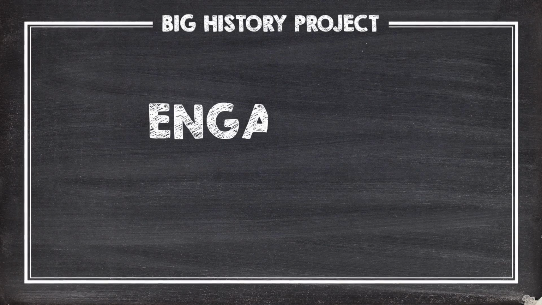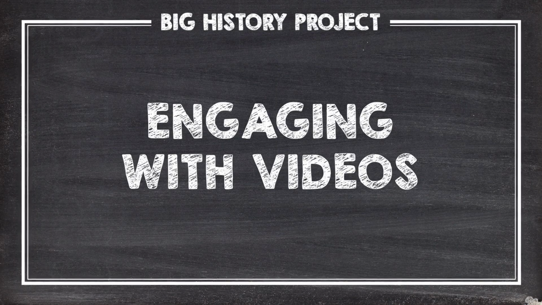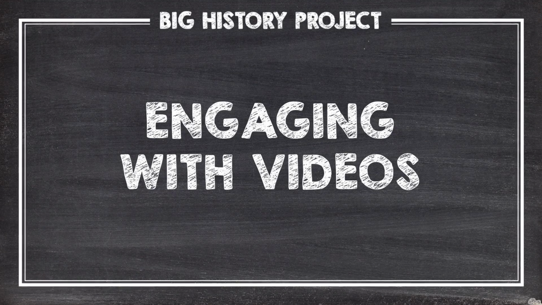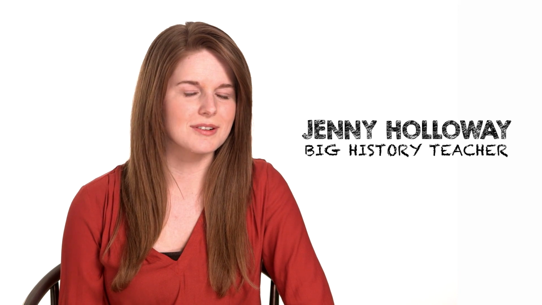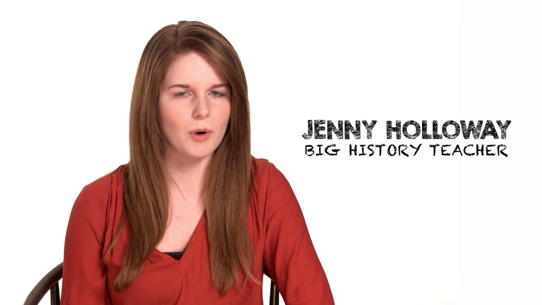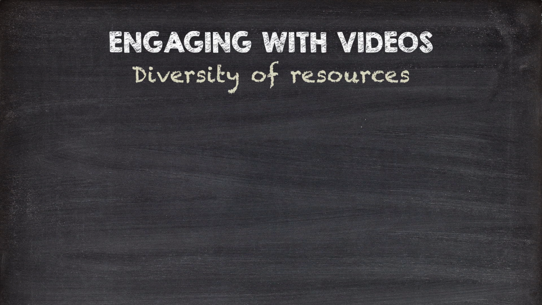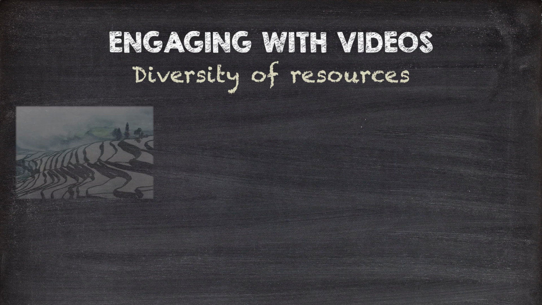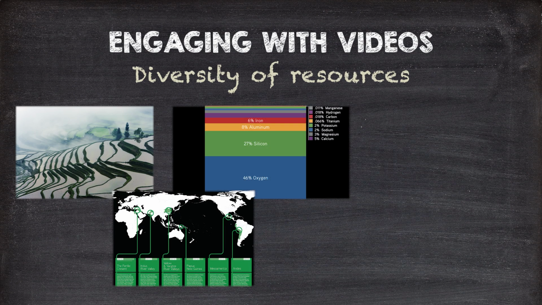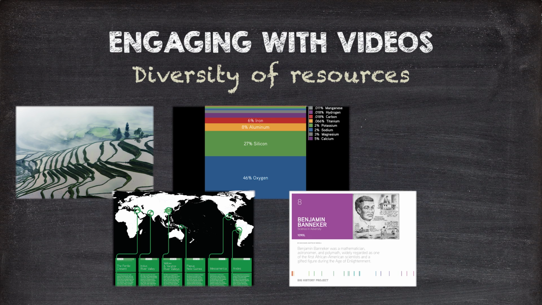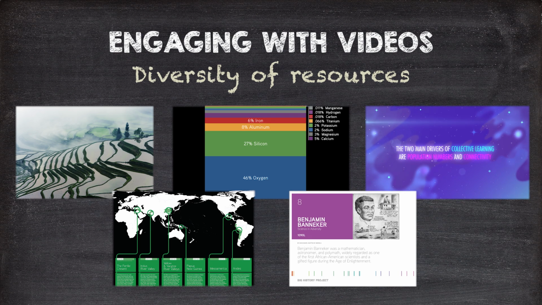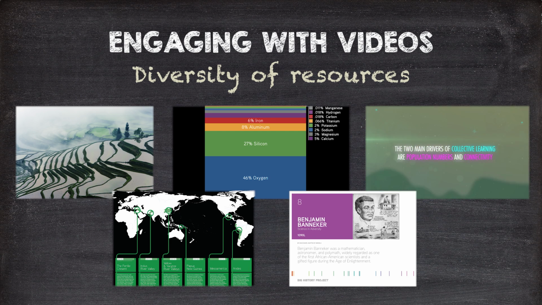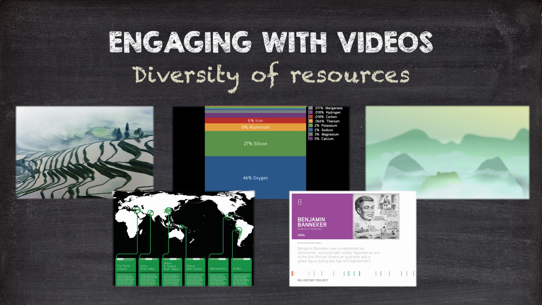Big History is a course that draws on a wide variety of content from a number of different disciplines. First-time BHP teachers are often surprised and sometimes overwhelmed by the diversity of resources. Not only do BHP teachers and students work with primary sources, but they encounter a rich set of images, infographics, graphs, secondary sources, biographies, posters, and videos.